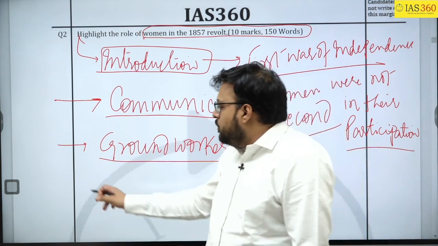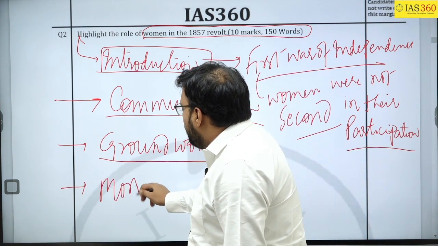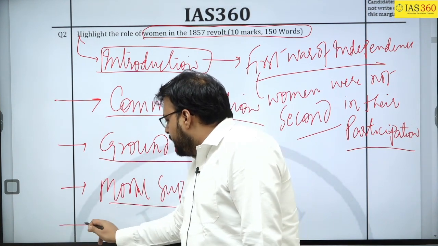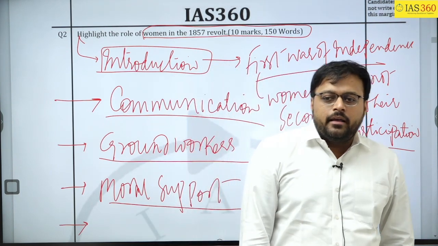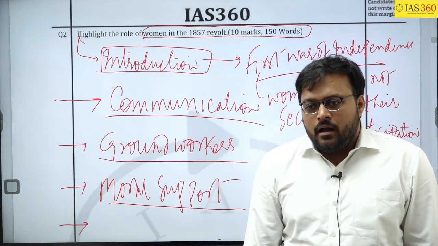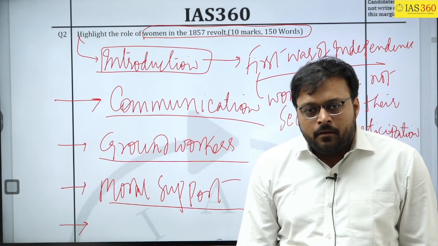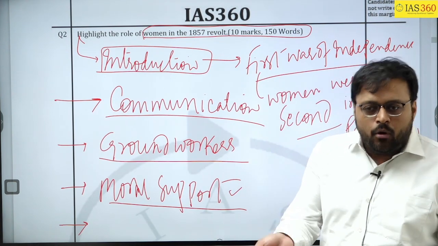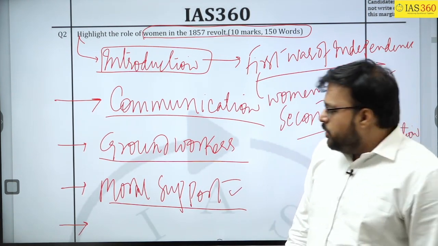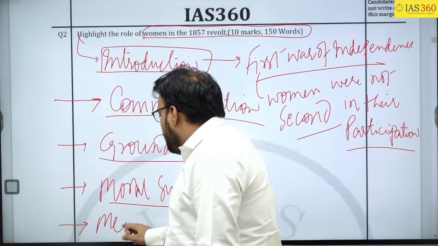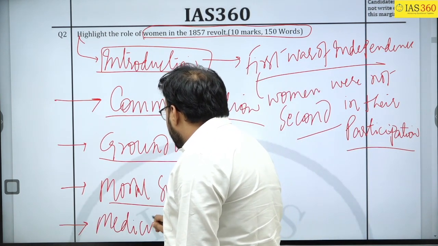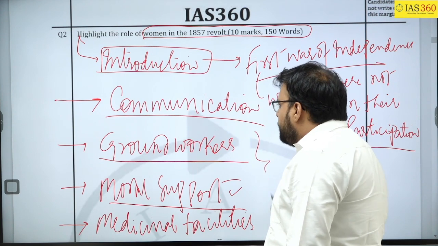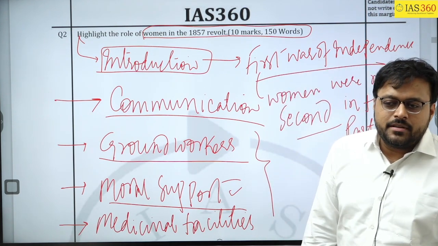Then you can also talk about moral support. Even today, the greatest motivator for the army at the border is his family, and most importantly his wife. So women have always been a motivator, at that time also, even today also. Then you can also talk about providing medicinal facilities. So this has been the role of women in the 1857 revolt.